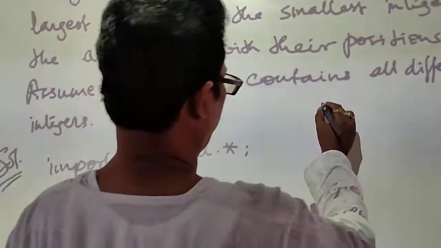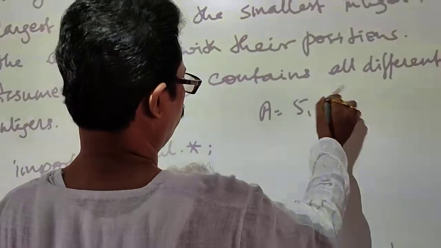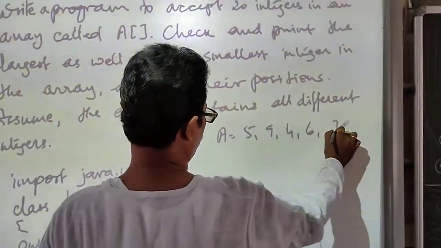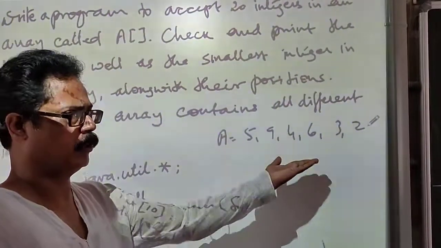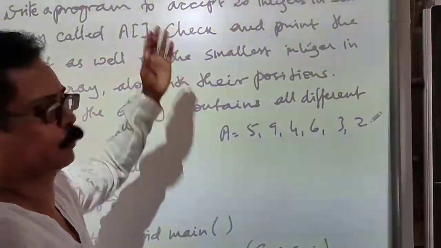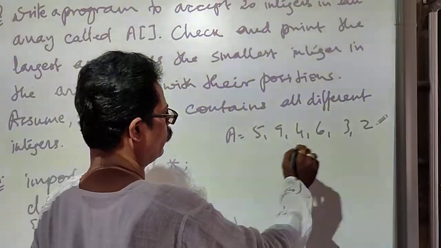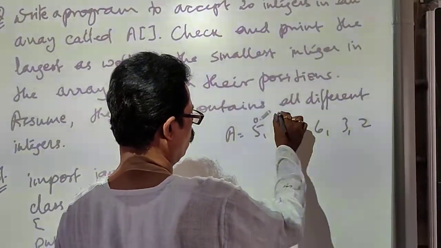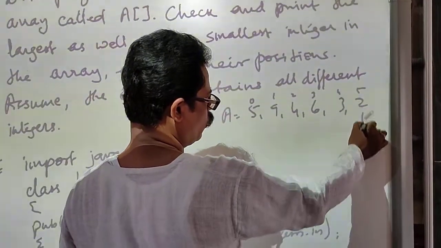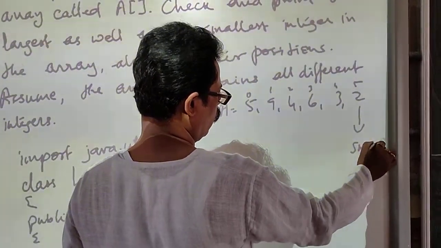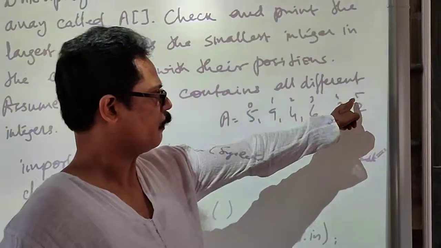For example, if an array contains A equal to 5, 9, 4, 6, 3, 2. Suppose I have just given a simple example. The length is 6 over here, but we have to take 20. So now what happens here? The smallest integer is 2. So 0, 1, 2, 3, 4, 5. Remember, the smallest integer is 2 and its index is 5.